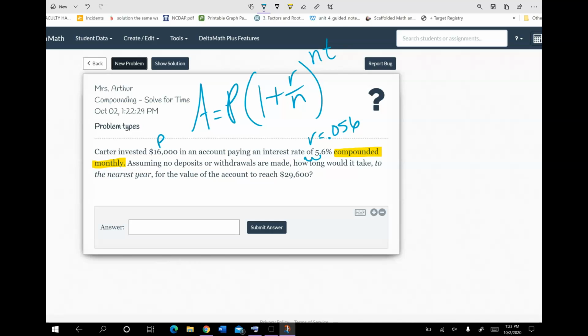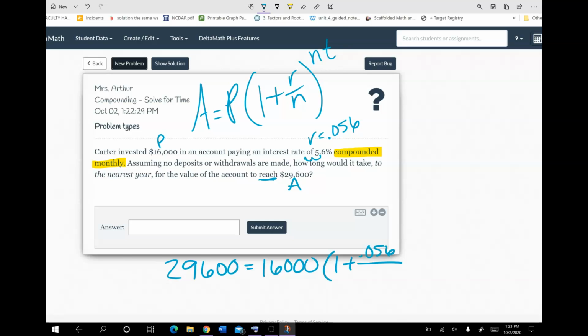And then how long would it take to the nearest year? So nearest year, that's just going to be your nearest whole number. For the value of the account to reach. Reach means end game, so that's your A. So it's going to be 29,600 equals 16,000 times 1 plus 0.056.